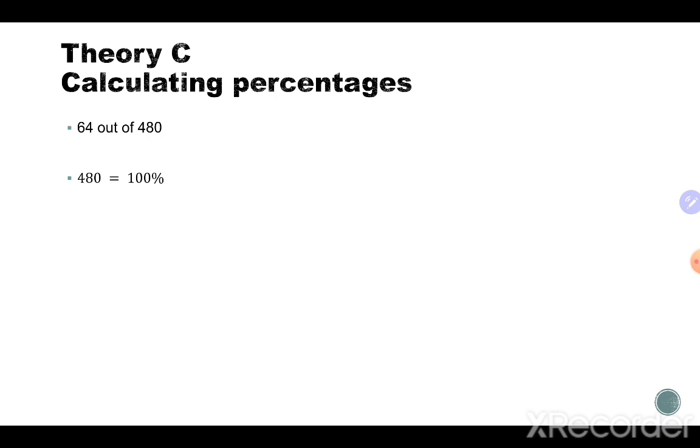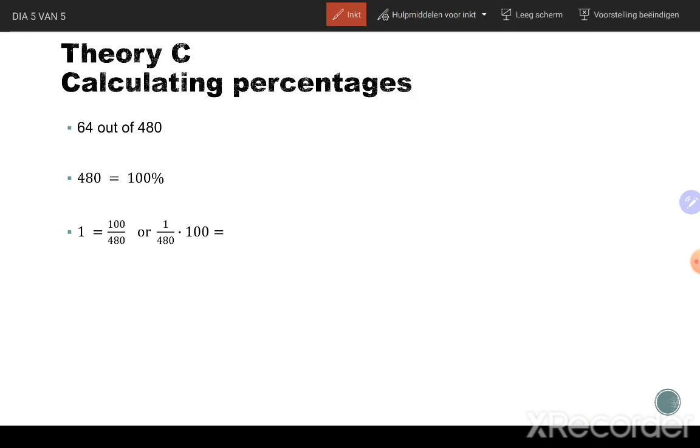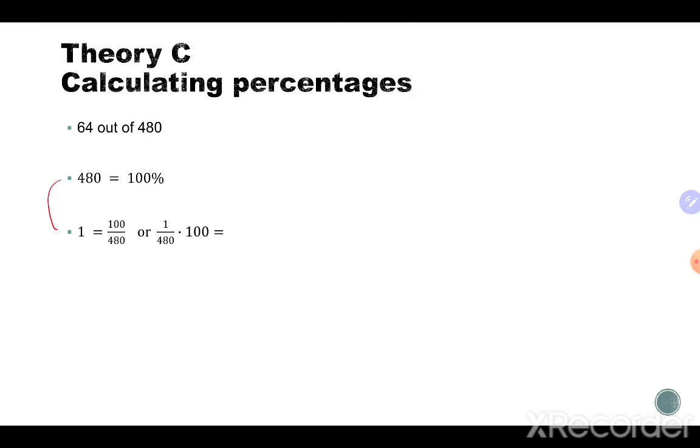If I want to know, instead of what is 480, but what is just 1, then in that case, we just divide on both sides from here to there with 480. Yeah? So that's the reason that the 1 is exactly the same as 1 over 480. But 1 is also 1 over 480 multiplying with 100. Very important. This is a very important line.